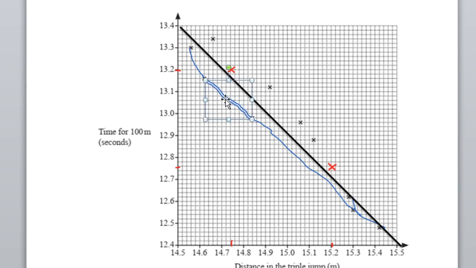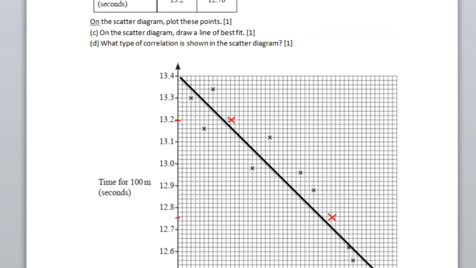Because the examiner doesn't need to see this, and if he sees this, he'll deduct your marks because this is not part of the scatter diagram. Okay, removed, and we have the line of best fit. Okay, we're done with part C.